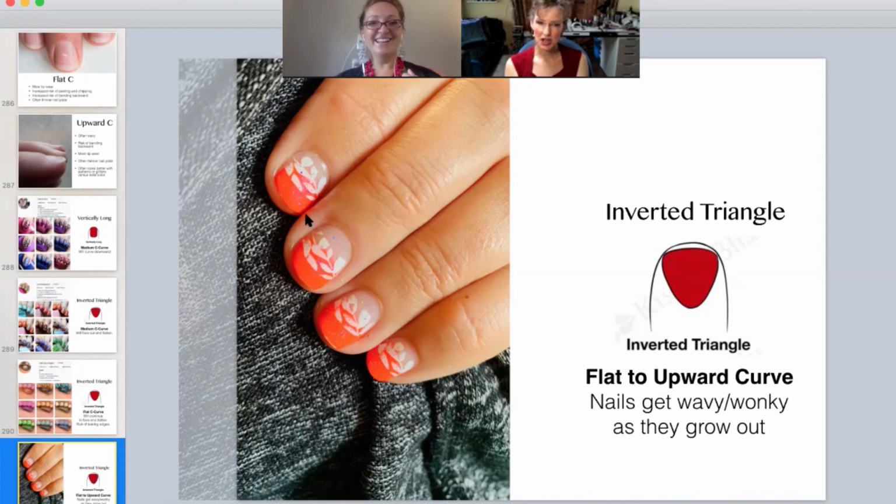I think that's a good point. You should talk about that. Or did we? Yeah. So we'll talk about that when we get more into the nail art, of how to work with the different shapes and stuff.